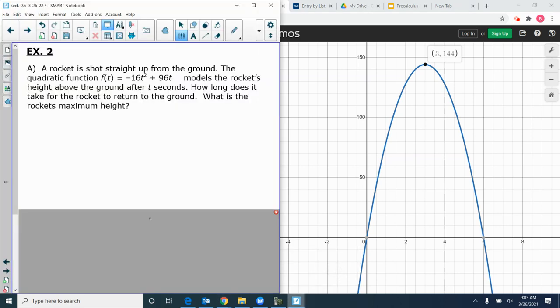All right, so if we go to here, how long does it take? All right, sketch it on your paper. I just need you to sketch in these key points. It hits at 0, 0. It hits at 6, 0. And it hits at 3, 144. That's your vertex. So if it takes 3 seconds to go up, it's going to take another 3 seconds to go down for that one. So how long does it take for the rocket to return to the ground? 6 seconds to return to the ground.